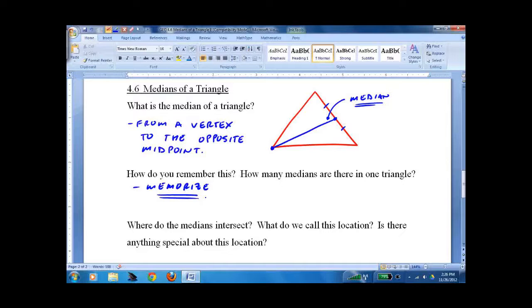And how many medians are there? Well, that's the tricky part. 3. Why? Well, it's 3 vertexes. There's got to be 3 midpoints.